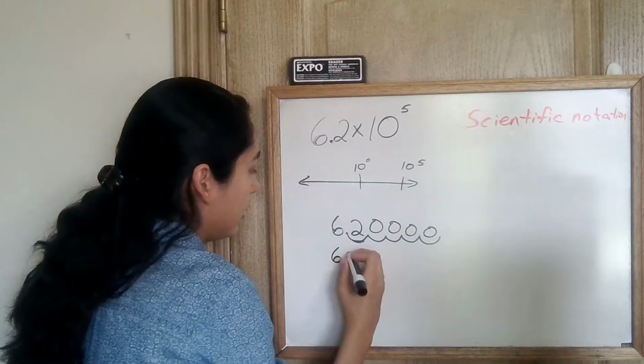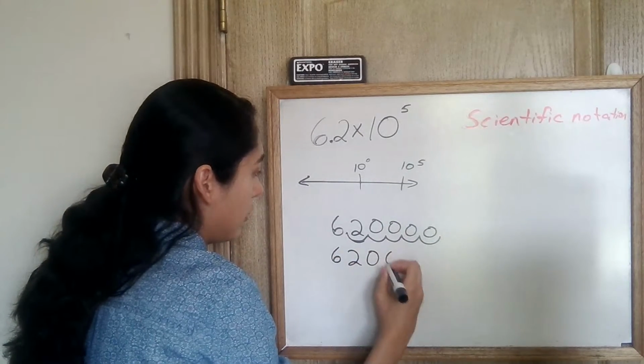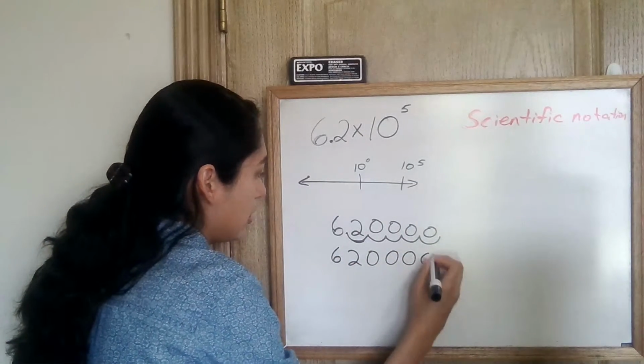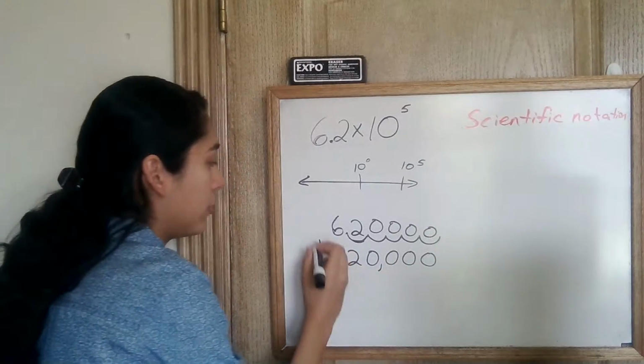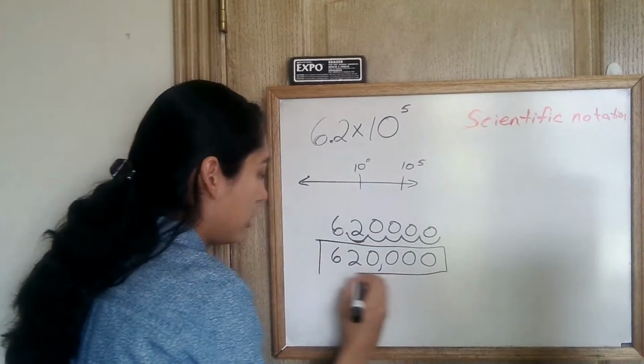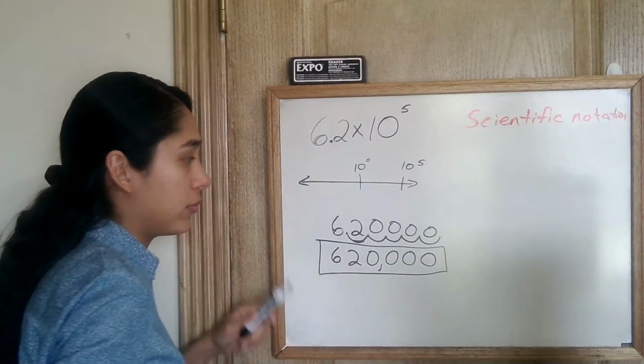So we rewrite this, and also add in commas. So this value right here is called standard form.